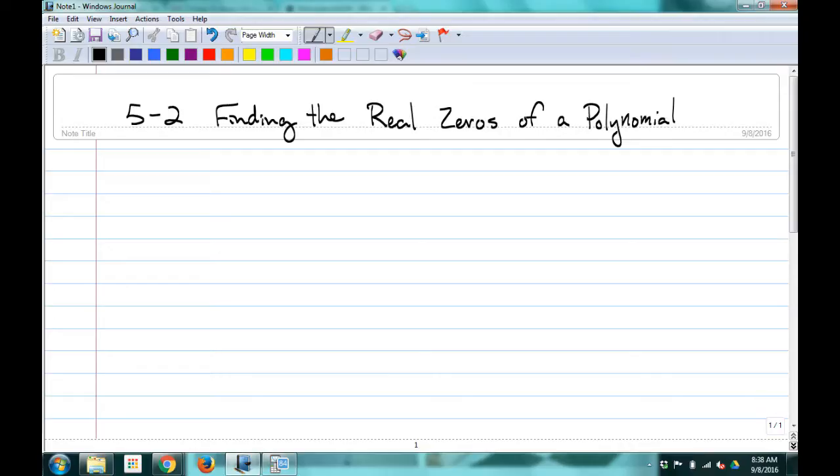The skills that we use to find the real zeros are going to be the ones we need to find the complex ones also. One of the things we're going to utilize, and it's not so important that you memorize this, is an algorithm.